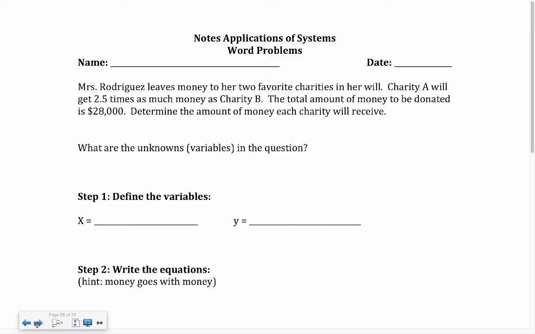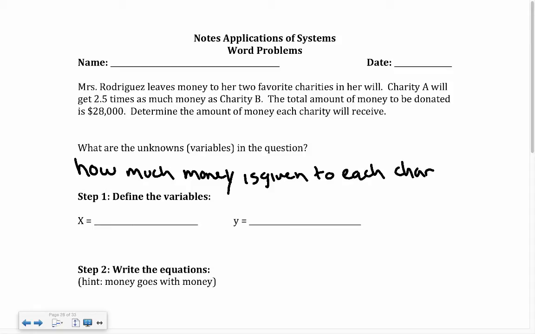So the first thing you have to determine is what is your X, what is your Y? Well, what are the unknowns in this? How much money is given to each charity? That is what the unknown is. So if I'm determining what my X and my Y are, my X is going to be Charity A, and my Y is going to be Charity B. This way I know X and Y, they're going to be Charity A and Charity B.